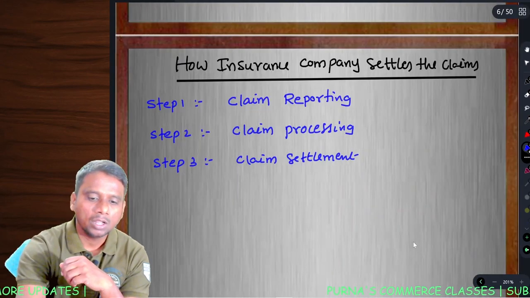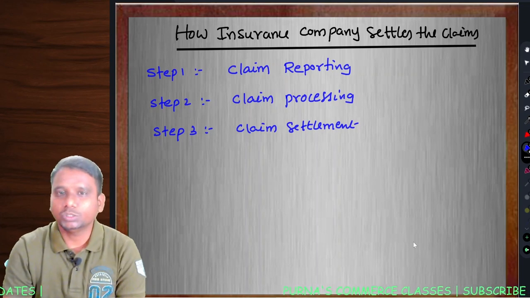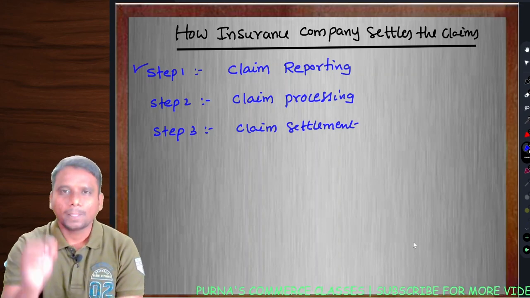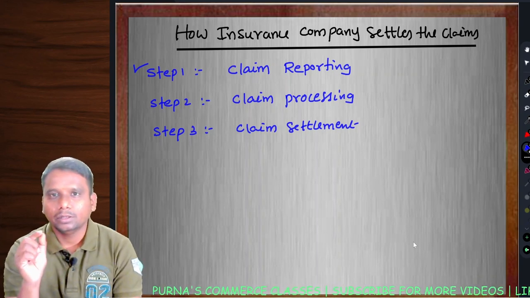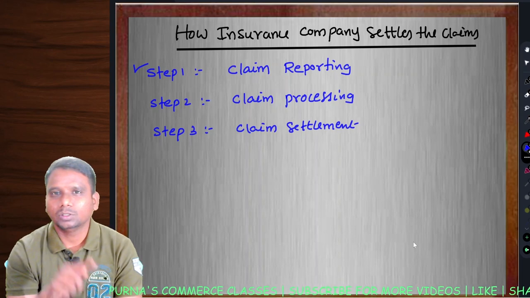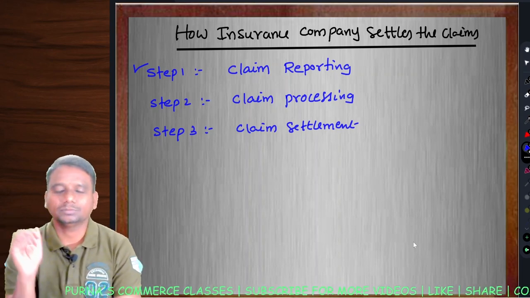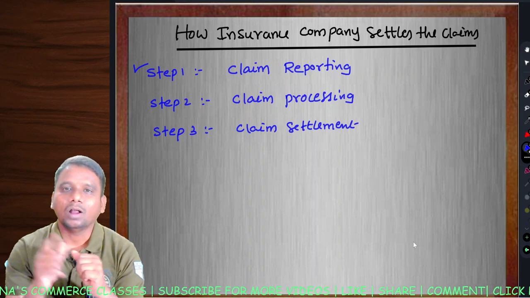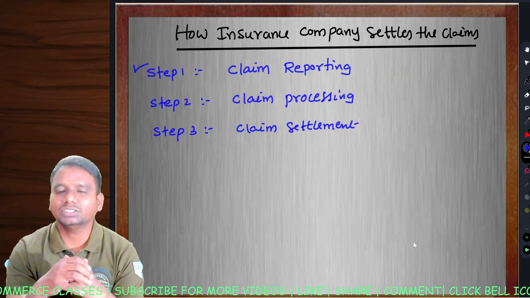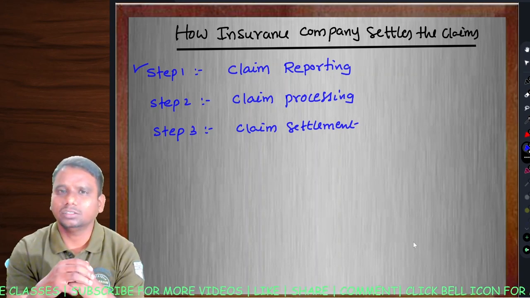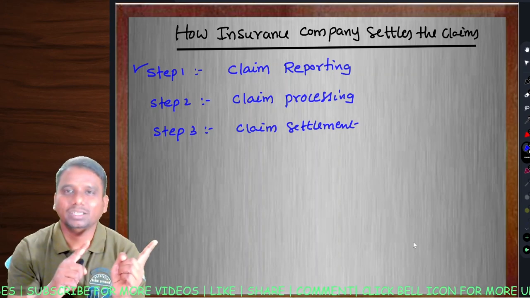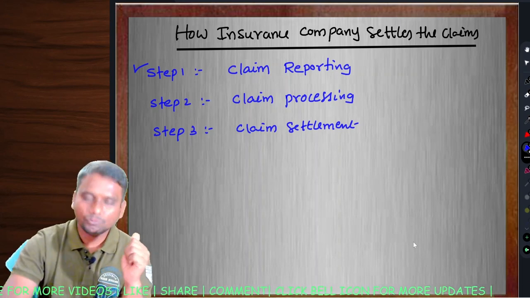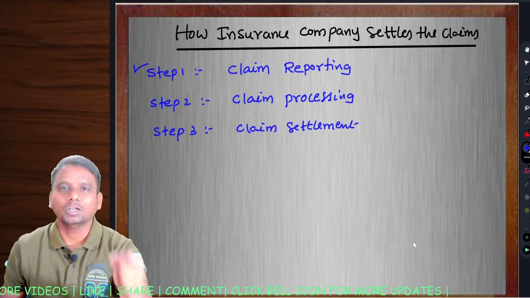Next, how the insurance company settles the claim. For that we have three steps. First step, claim reporting. See, you have taken an insurance policy. Okay, very good. How does the insurance company know you suffered a financial loss? Tell me. I hope you are able to follow. Unless you tell the insurance company, how does it know about the loss? Yes or no? Right. So for that, first you have to report to the insurance company.